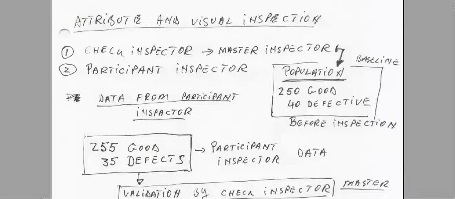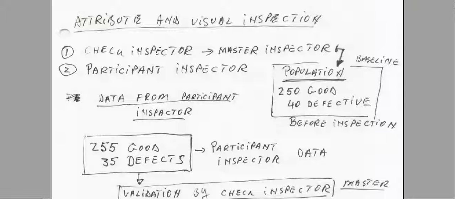Today we're going to cover attribute and visual inspection, Gage R&R, if you will. We're going to discuss the check inspector or the master inspector that will make a decision if the parts are acceptable or rejectable. And we're going to talk about the participant inspector.